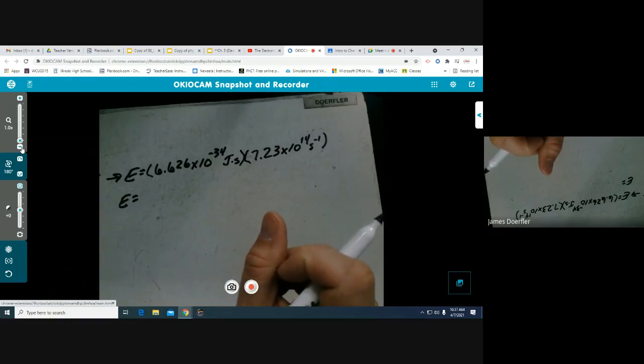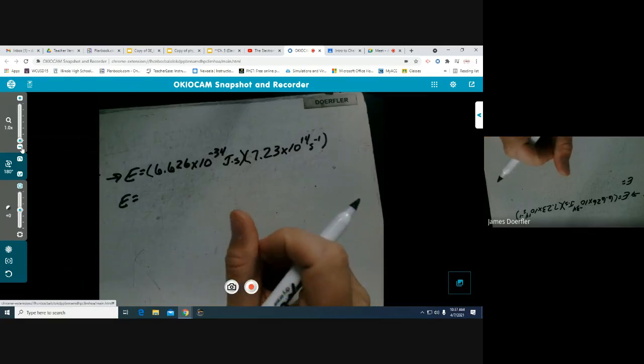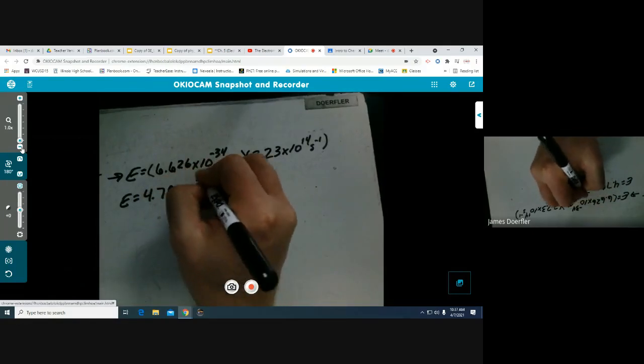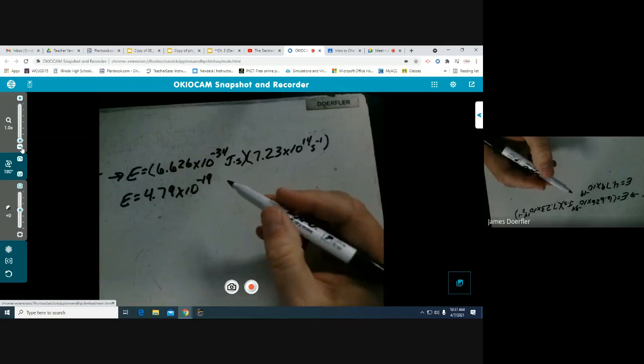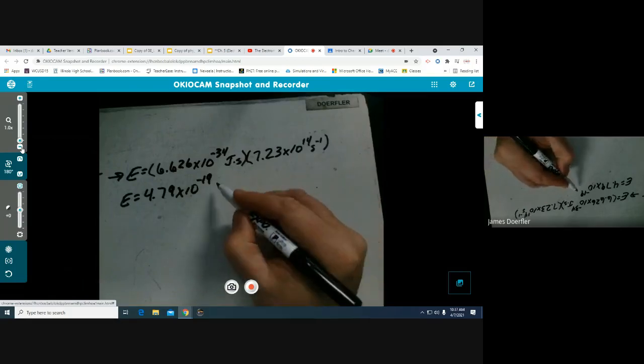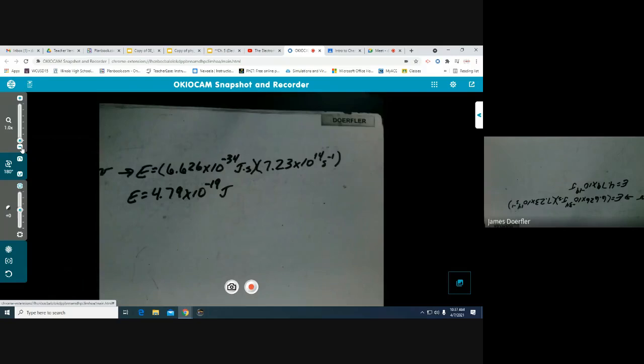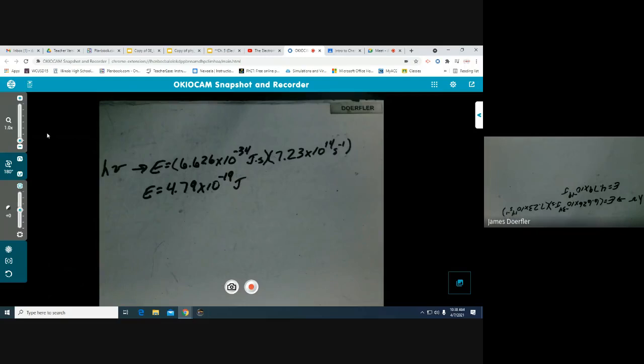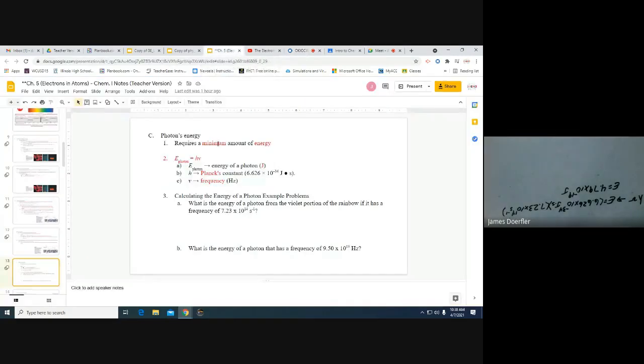Who has an answer I'd like to share? Anybody? Very good. And what unit would you put, or what label would you put for your answer? Very good. 4.79 times 10 to the negative 19th joules. Double check your calculation. That's what you should be getting. Okay. We got one more here.